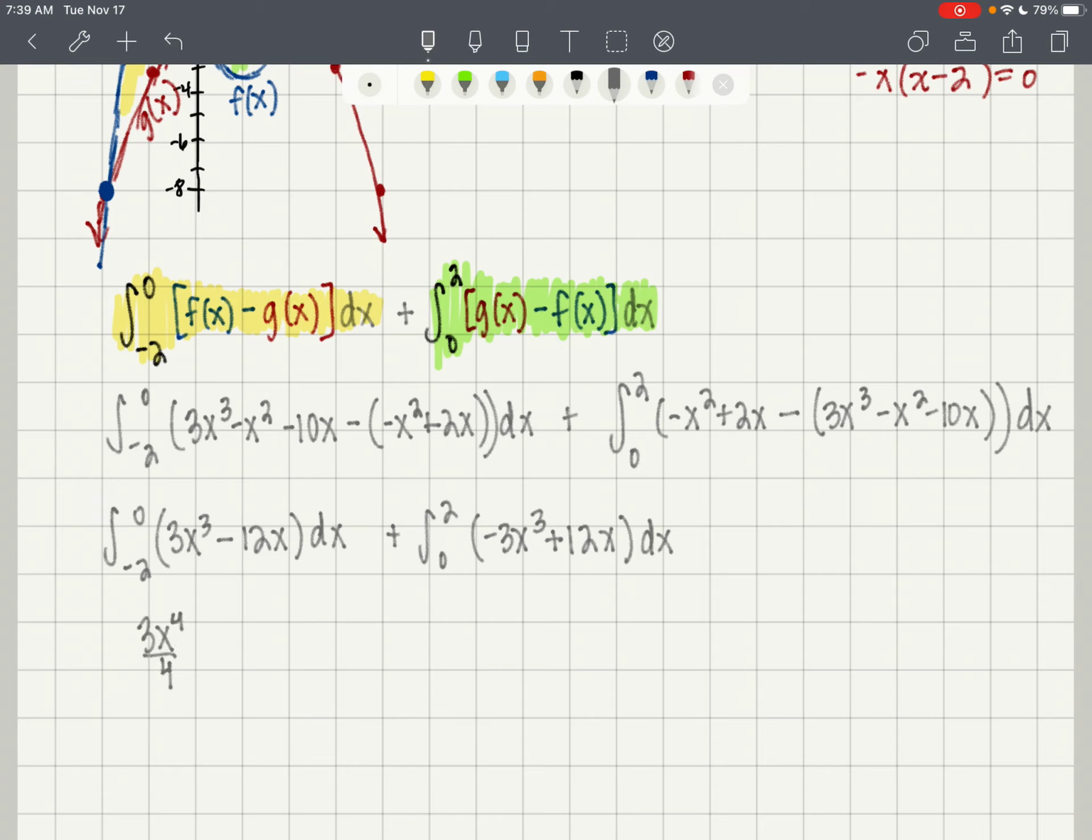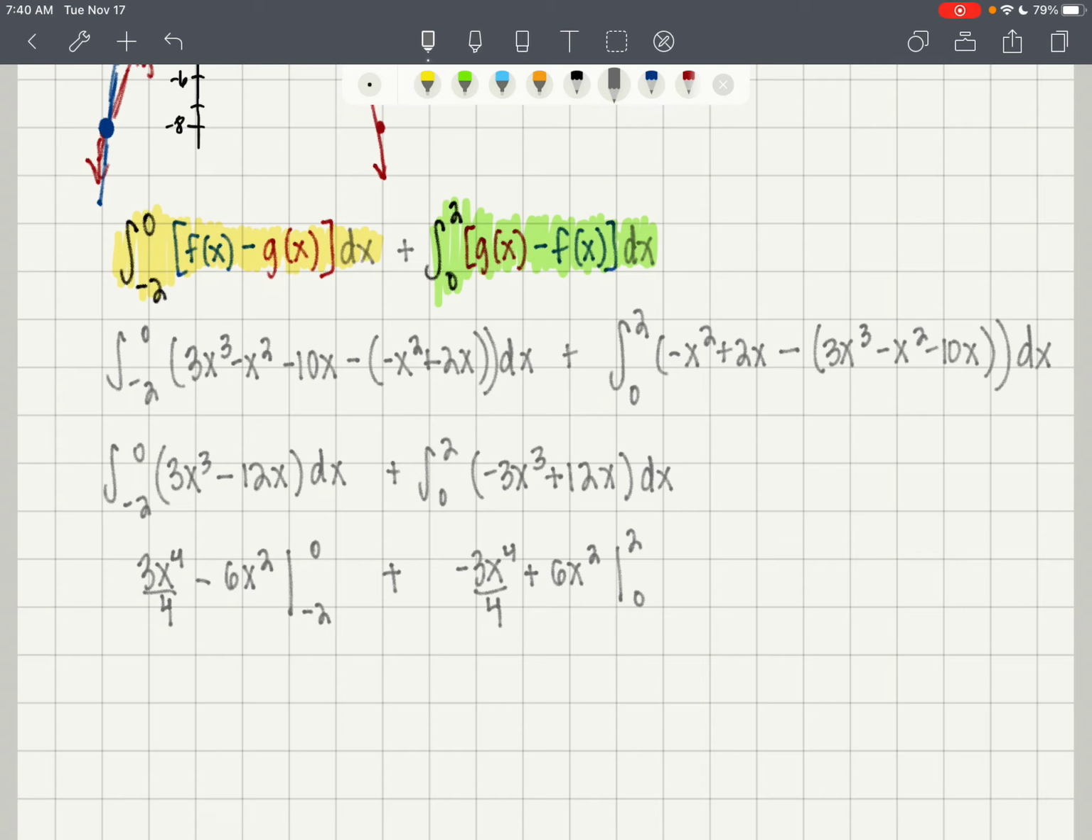3x to the fourth over 4 minus 12x squared over 2, which is 6x squared, evaluated from negative 2 to 0. Plus negative 3x to the 4th over 4 plus 6x squared evaluated from 0 to 2. And when we put a 0 in, we get a 0. 0 minus 0 is 0.